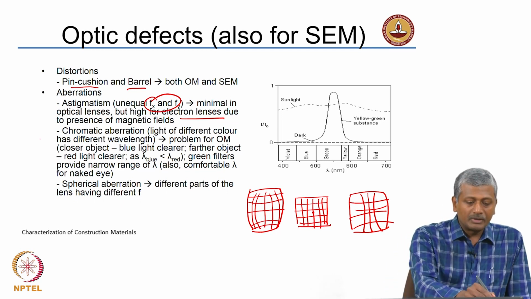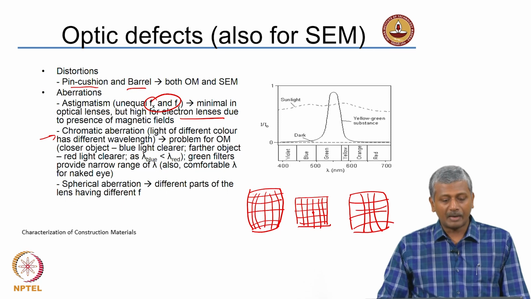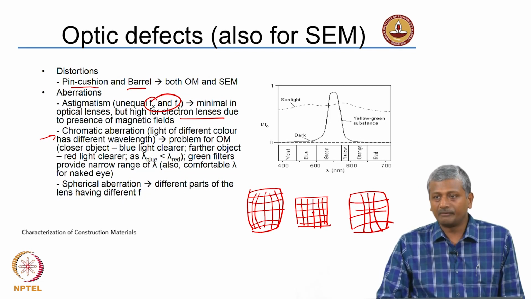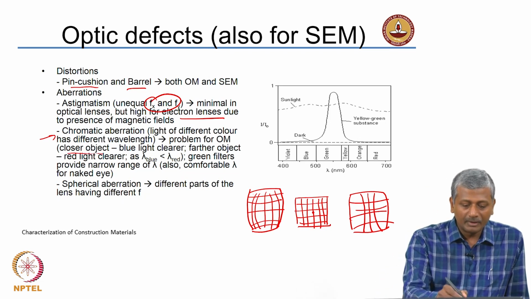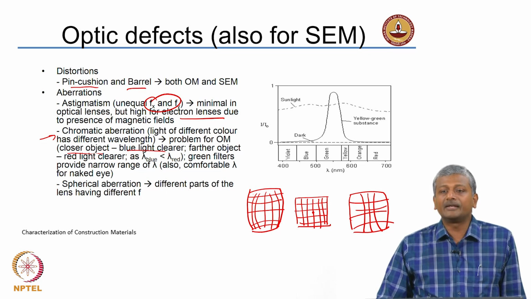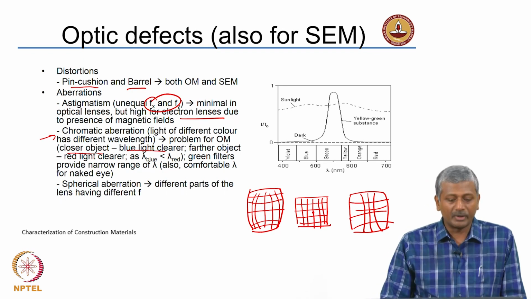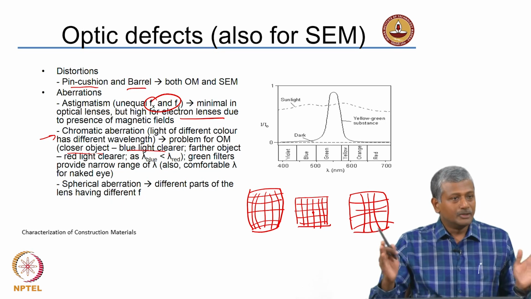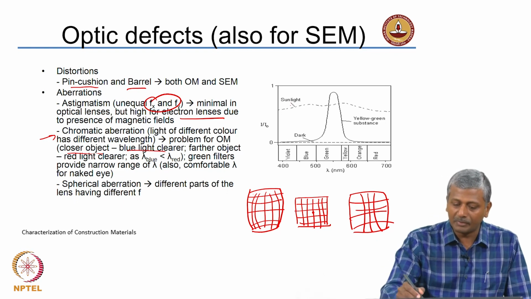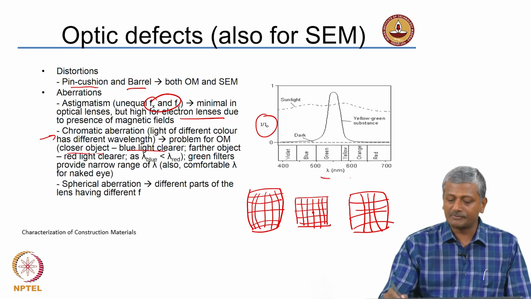The other issue in optical microscopy is chromatic aberration. Since light is composed of many different wavelengths, you may observe different objects more clearly with different wavelengths. For example, for closer objects, blue light may yield a clearer image, while for farther objects, red light will be clearer, because there is a difference in the wavelengths of blue and red light. So, green filters are typically used to cut down the visible light into a very narrow wavelength. What happens when you put a green filter? For example, if this is your relative intensity versus wavelength plot.